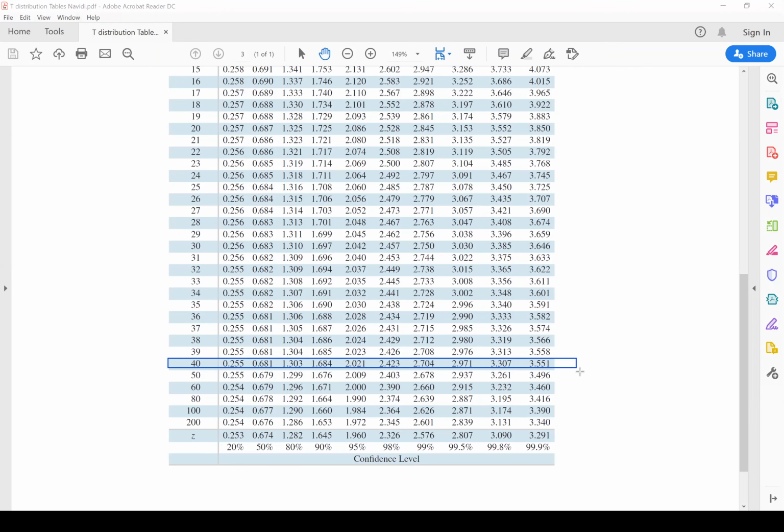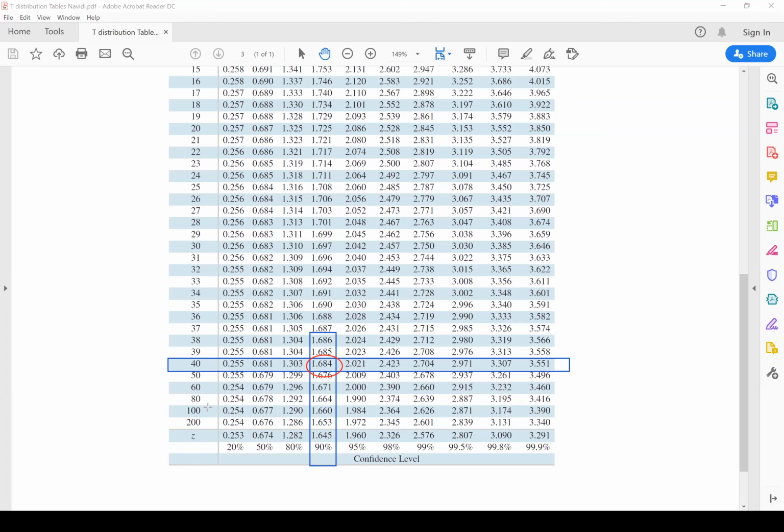So our value is 42, and 42 is not here. So if 42 is not here, then we will use 1 unit less than that value, which will be 40, and this will be my critical value, which is 1.684. And even if your degree of freedom is 49, we still use the 40. We still use the unit below, okay?